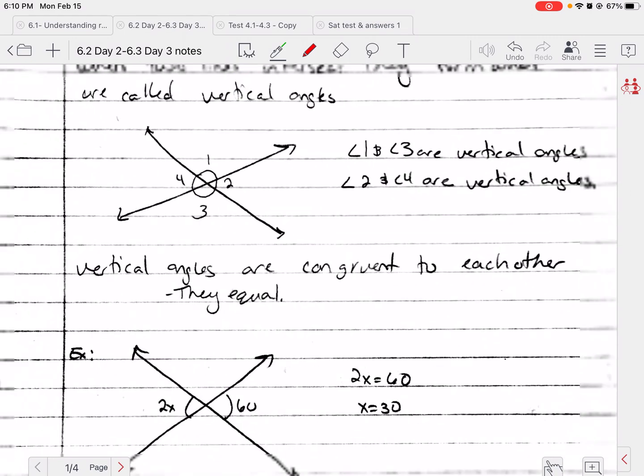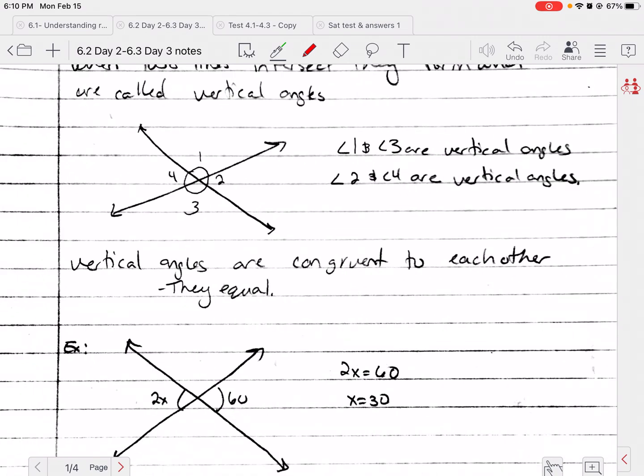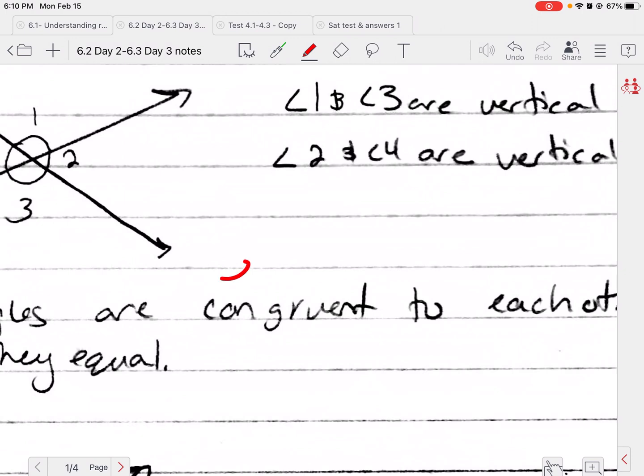So we know that vertical angles are what we call congruent. Congruent is just another word for equal. You're going to hear that word quite a bit, especially when you get to geometry class, but the rest of this chapter you'll hear congruent. Congruent just means two things that are equal to each other.